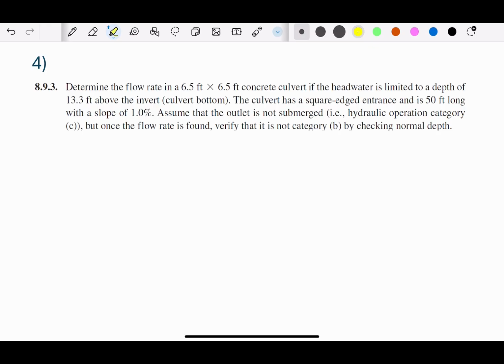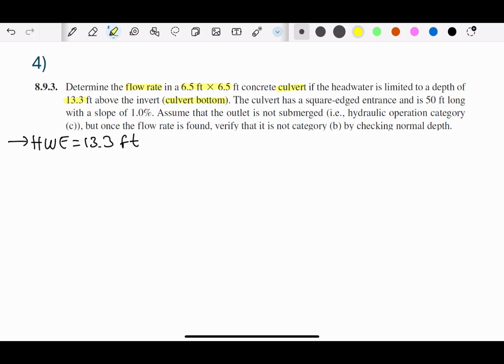Now we are at question 4, 8.9.3. In this question, we need to determine the flow rate, and we have a 6.5 feet by 6.5 feet concrete culvert. So if the headwater is limited to a depth of 13.3 feet above the inlet or culvert bottom. So let me write this information first. So we have headwater elevation as 13.3 feet.